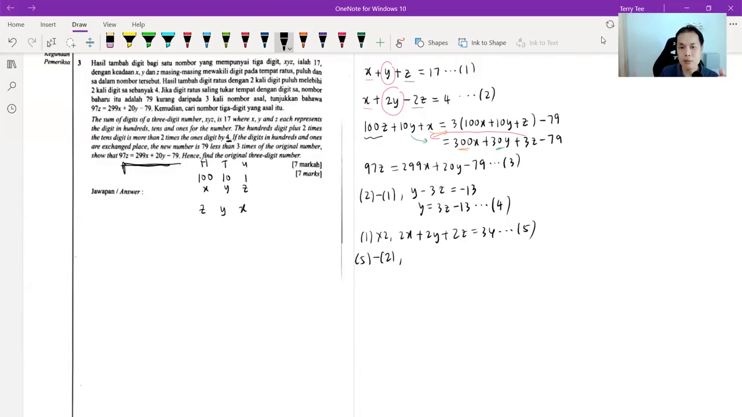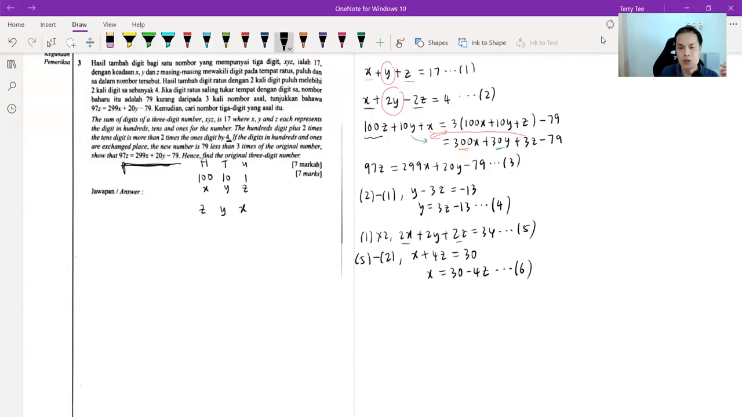When you minus, equation 5, 2x minus 1x, I got x. I hope you can see, I'm referring to this and this. 2y minus 2y disappears. And then 2z minus 2z, minus minus is a plus, so this is a 4z. And 34 minus 4, I got 30. Let us make x the subject: 30 minus 4z. This is equation number 6.